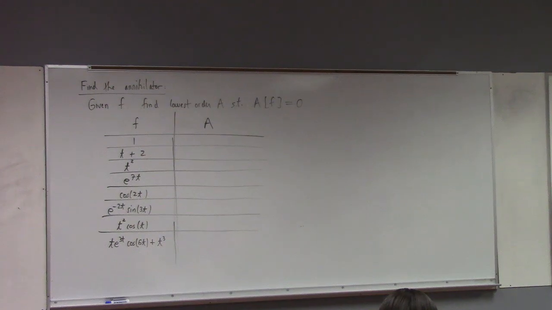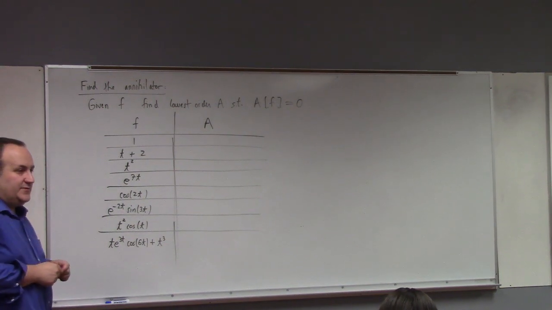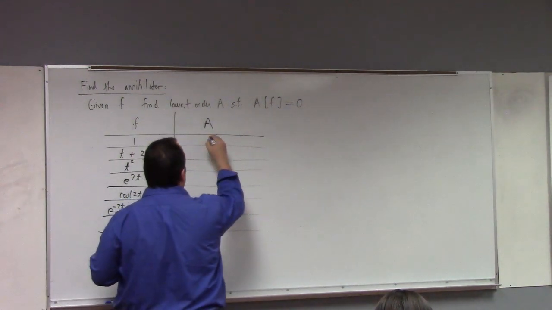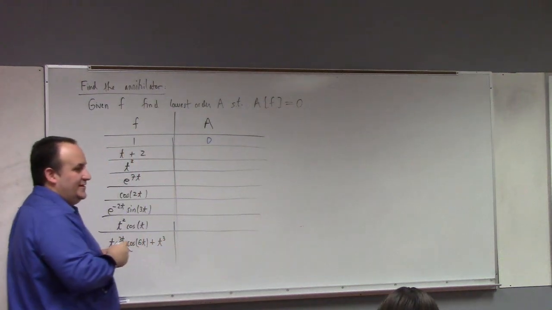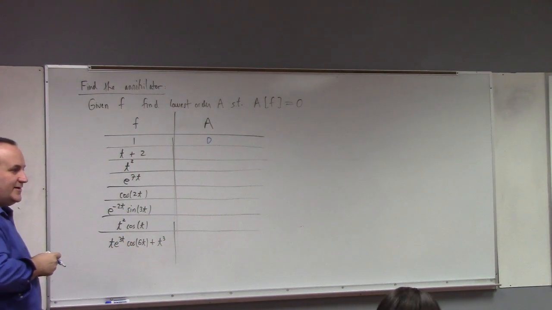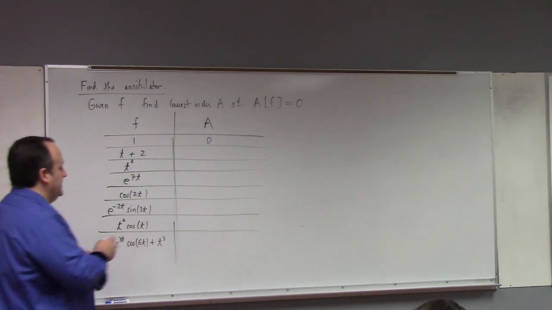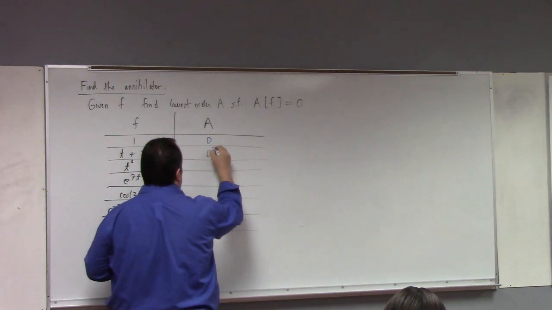How do we get 1 as the solution to a differential equation? A equals what? Did I hear a D? I heard a D, right? I didn't hear a T. I heard a D, right? Yeah. OK, good. t plus 2. Just D squared will do. D squared annihilates this.